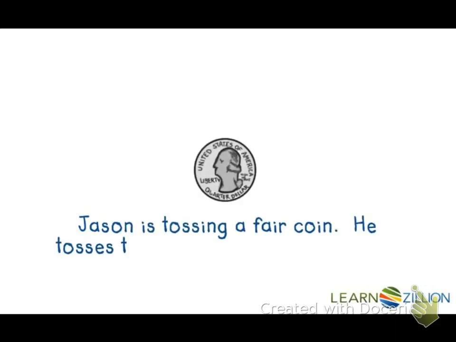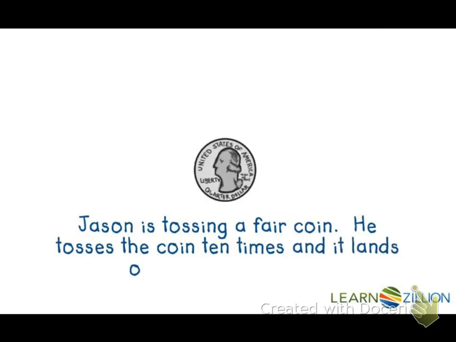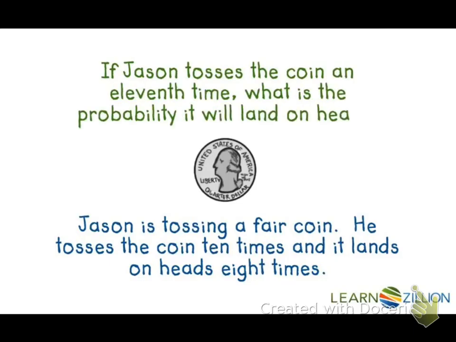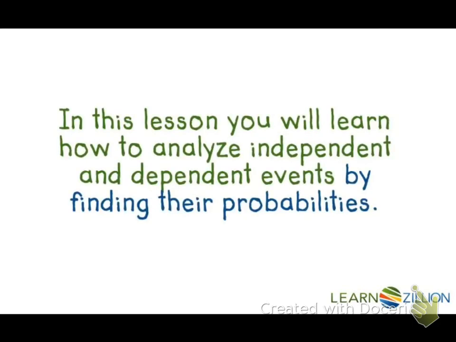Jason is tossing a fair coin, and he tosses the coin 10 times, and it lands on heads 8 times. If Jason tosses the coin an 11th time, what is the probability it will land on heads? In this lesson, you will learn how to analyze independent and dependent events by finding their probabilities.